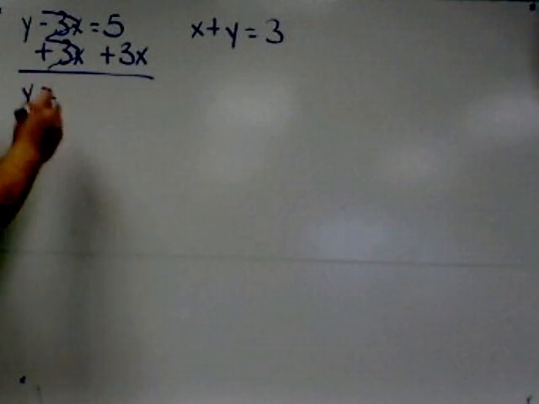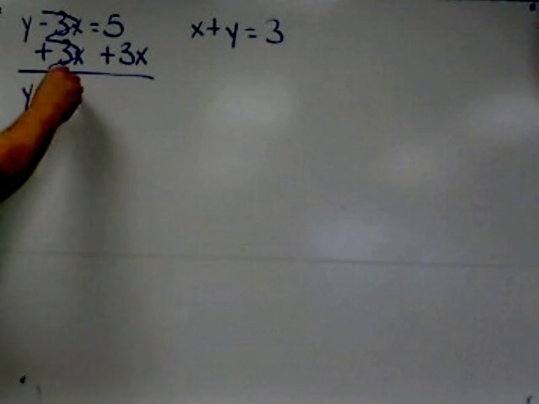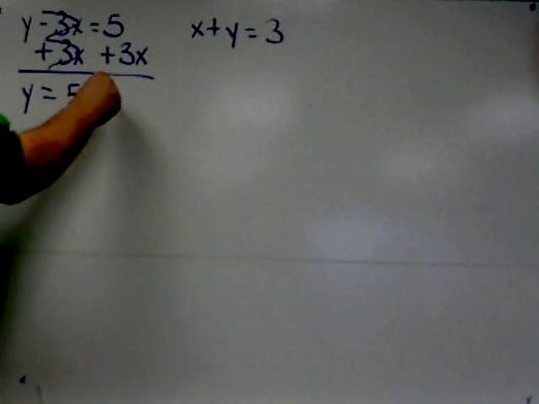And on the right side, it doesn't really have any impact. It's not going to combine anyway with the 5. They're going to remain separate entities. So the equation is simply just going to read y equals 5 plus 3x.